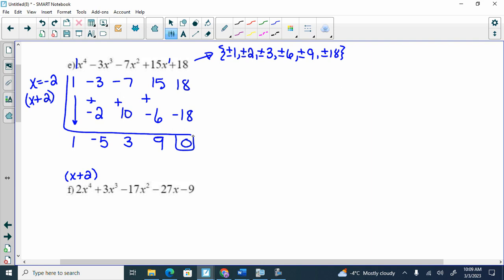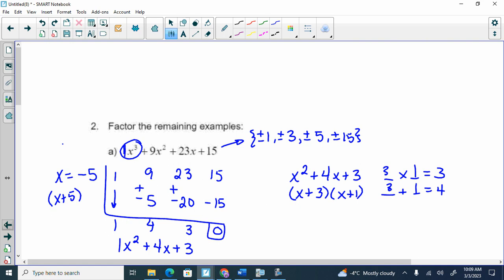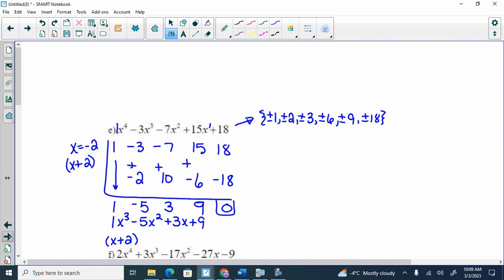Okay, so what do we have here? What's our first exponent then? X cubed. So now we have 1x cubed minus 5x squared plus 3x plus 9. And then this cracks me up because people go, I don't know how to factor that. Yeah, you do. You just did x cubed right here. Like you're pro at it now. So how will we do an x cubed? What's the first step?